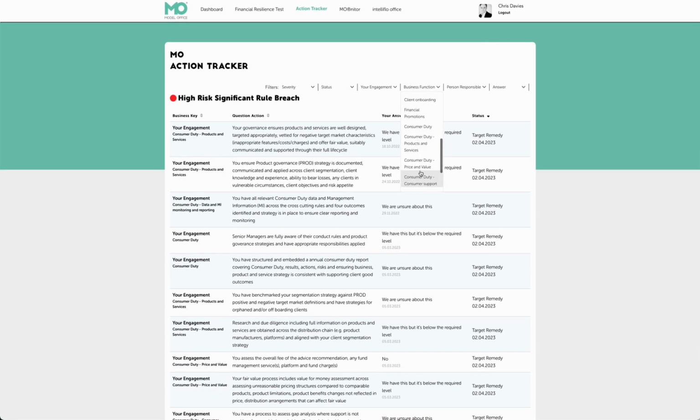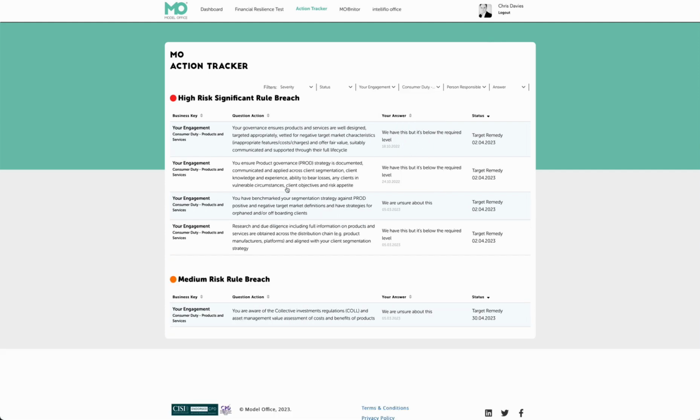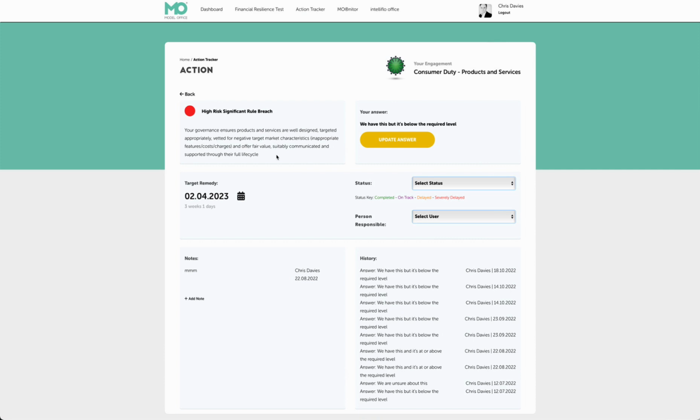Understanding reporting. So what we're interested in here, for example, you can click on products and services, and it will then filter it right down so that you've got the key issues that you need to look at to ensure that you're improving, and you've got the evidence and the audit trail that you're improving throughout. So you can click on any of these areas, and what Model Office will then do is encourage you to improve your answer.